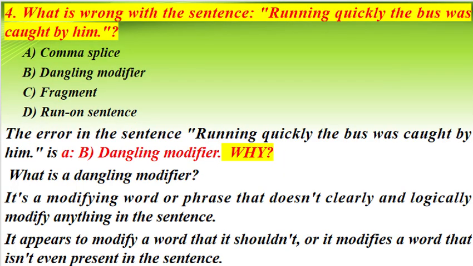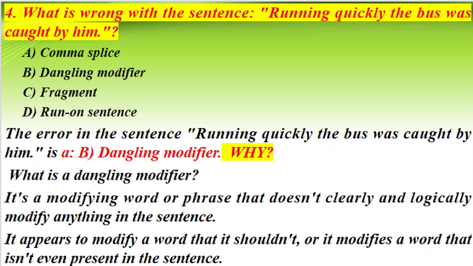4. What is wrong with the sentence? Running quickly the bus was caught by him. A. Splice B. Dangling modifier C. Fragment D. Run-on sentence. The error in the sentence Running quickly the bus was caught by him is B, a dangling modifier.